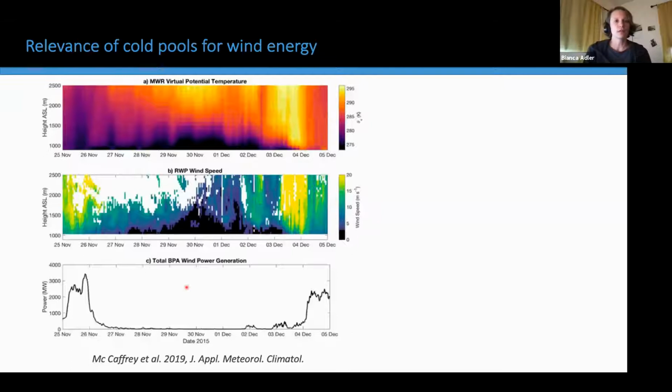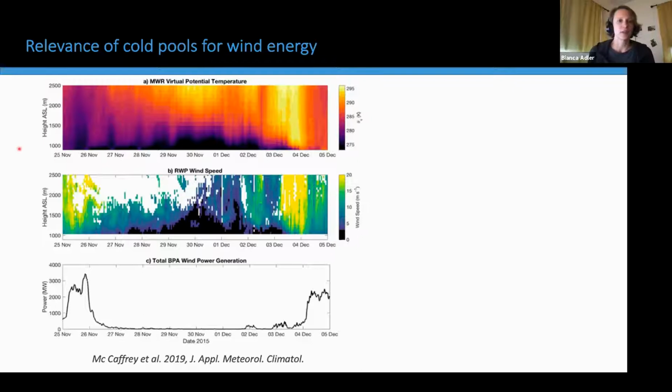Cold pools are relevant for wind energy forecasting. This is because the wind in cold pools is usually light and variable, and then it rapidly accelerates during the cold pool decay. This is shown here in this example of a cold pool in the Columbia River Basin. So the top panel shows a time-height section of temperature, the middle panel of horizontal wind speed, and the bottom panel of the wind power generated in the area.